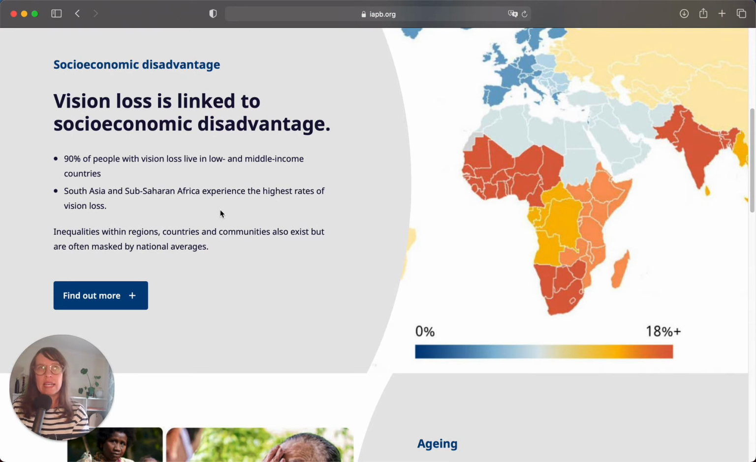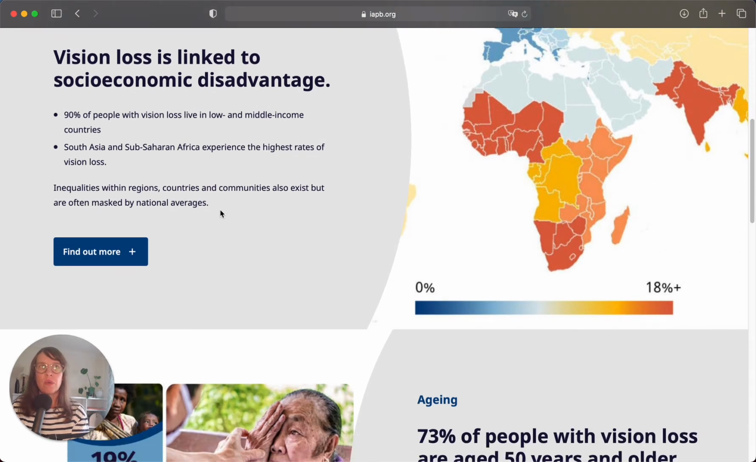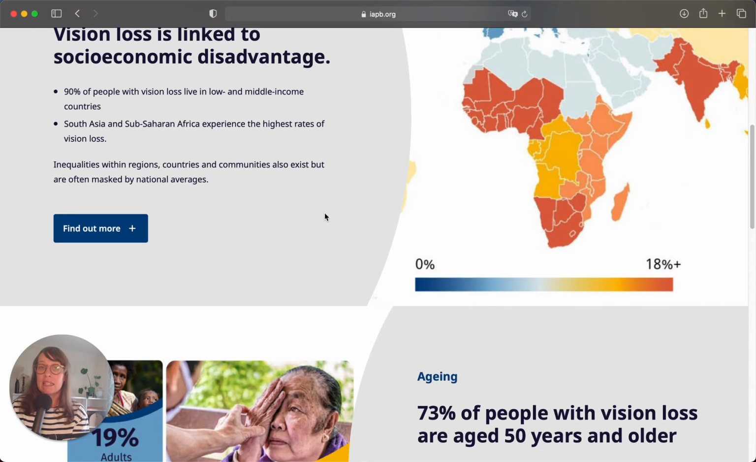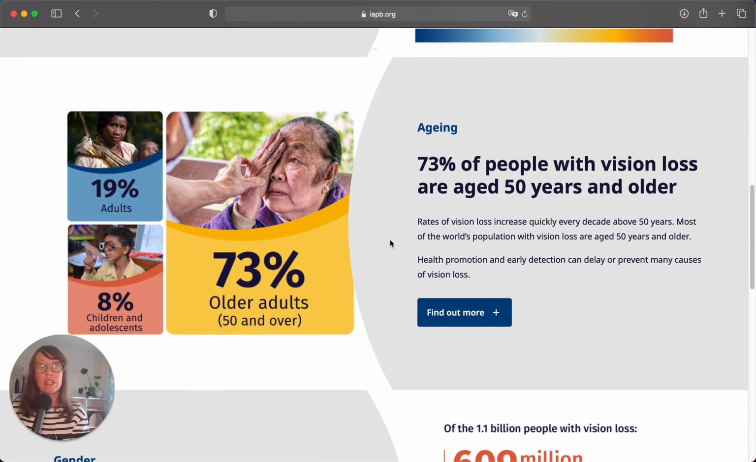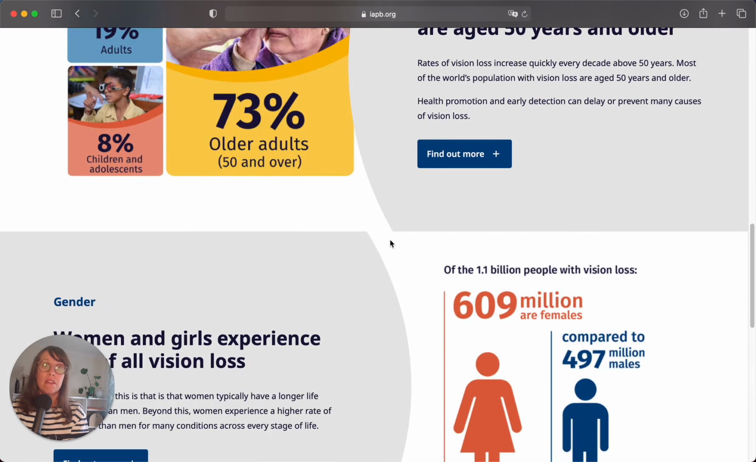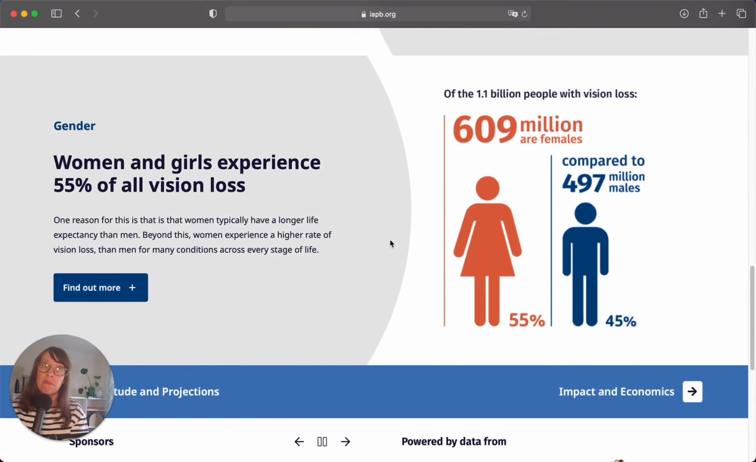So there are three key areas which really demonstrate inequalities in vision loss. The biggest of these is socioeconomic disadvantage, which is also really closely linked to location, as 90% of people with vision loss live in low and middle income countries. Vision loss also correlates strongly with age, and we can see here that 73% of people with vision loss are aged 50 years or older. And finally, we can see that 55% of people with vision loss are women and girls.